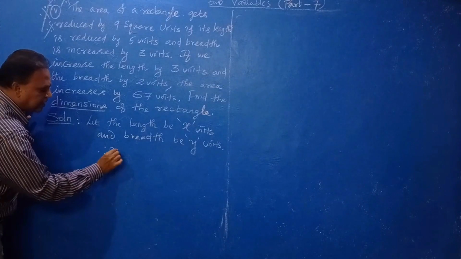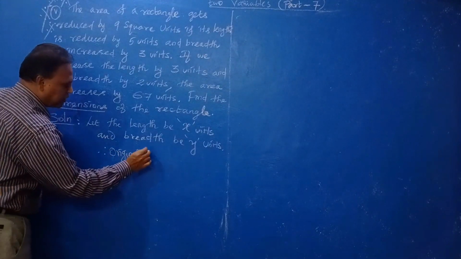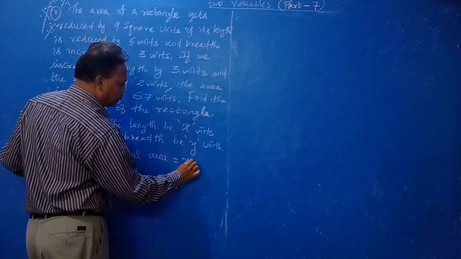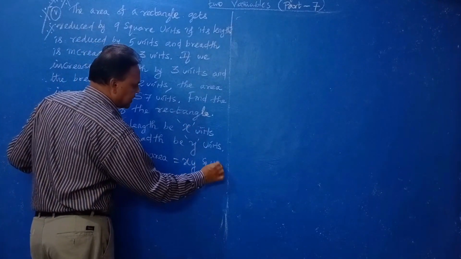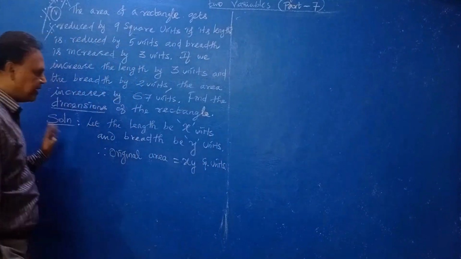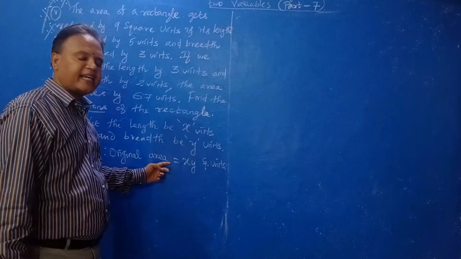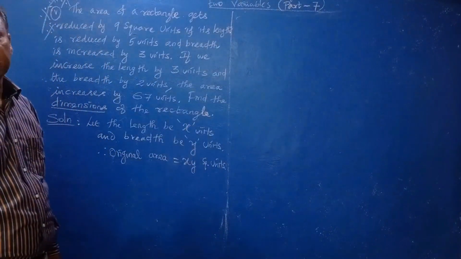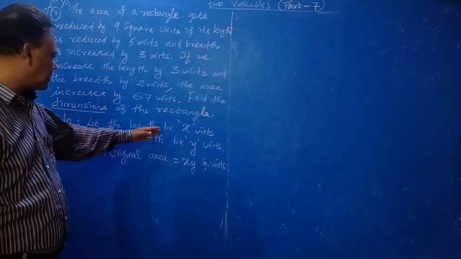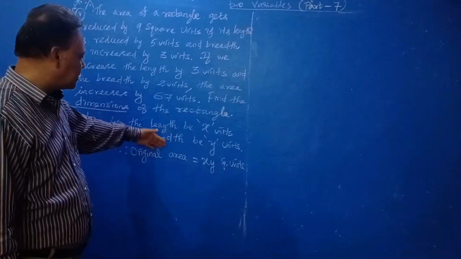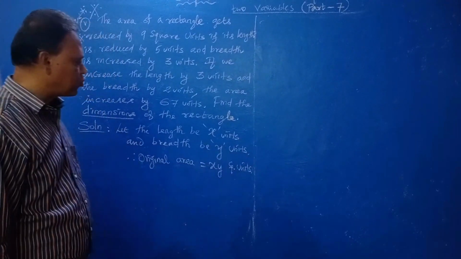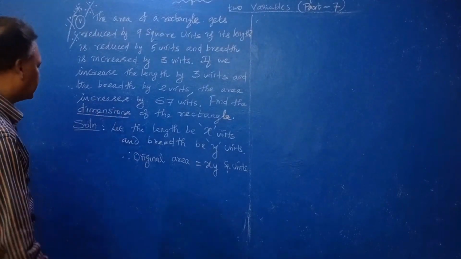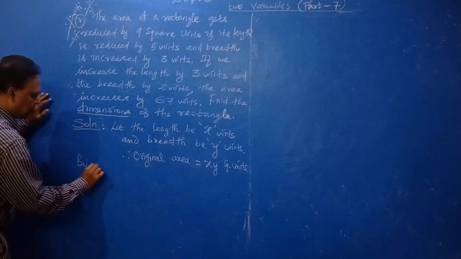Therefore, you can find the original area. You name it the original area. Original area equal to x into y, xy square units. The area of a rectangle is length into breadth, that is x into y, which is xy square units. So you get the original area. Clear? Next you come to the conditions given by the data.